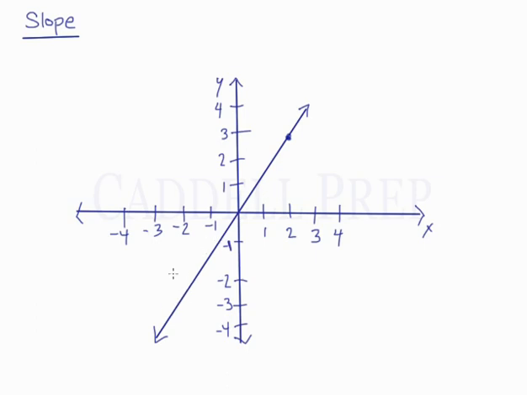So if we look at this, we always look at it going from left to right. So as we go from left to right, it's going up. So we could tell that the slope is going to be positive. Going up is positive. It's a good thing.